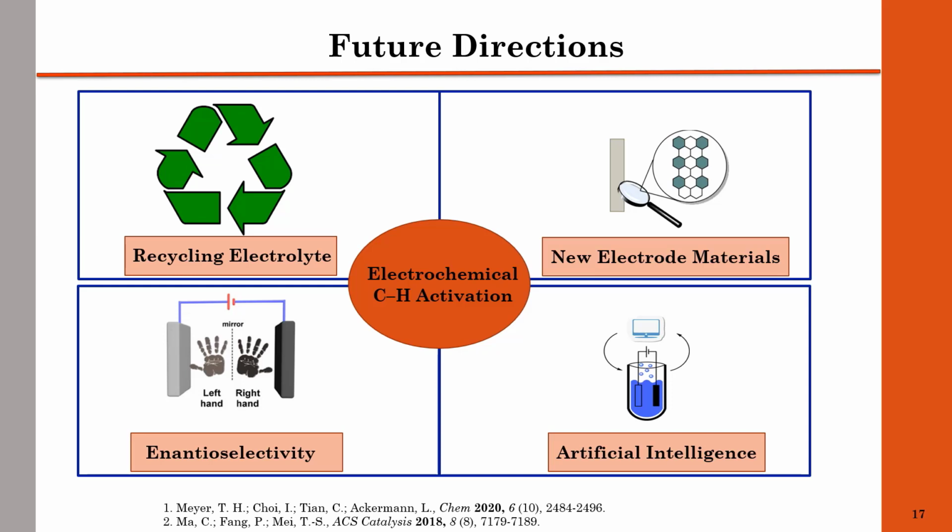Another one is artificial intelligence. Organic synthesis has been connecting with artificial intelligence, and here we can combine electrochemical C-H functionalization with artificial intelligence. Then we can predict new reactions and also products.